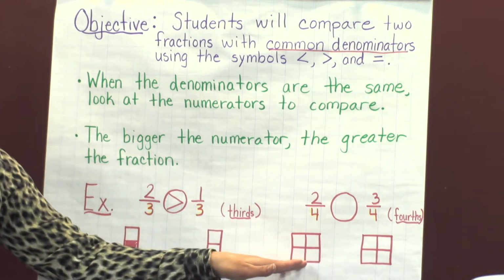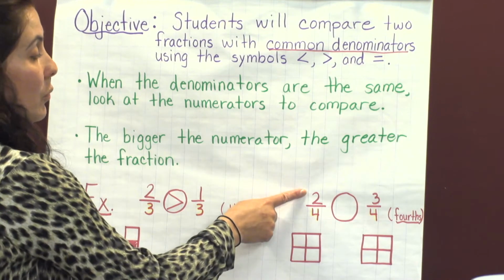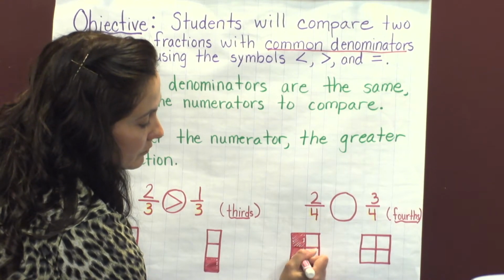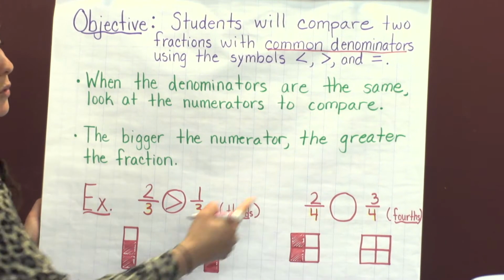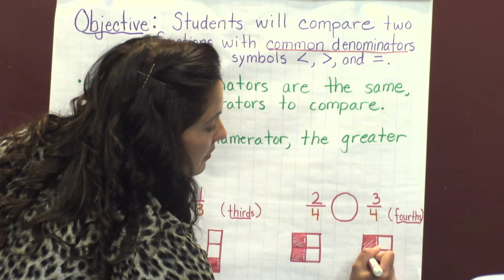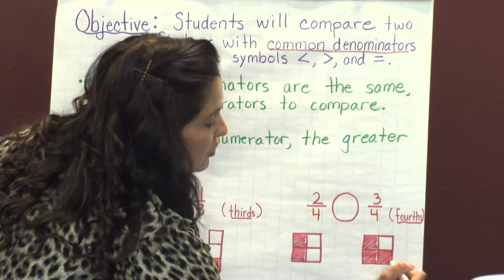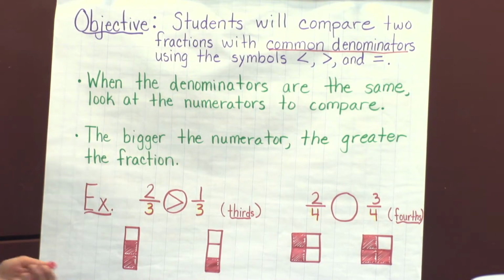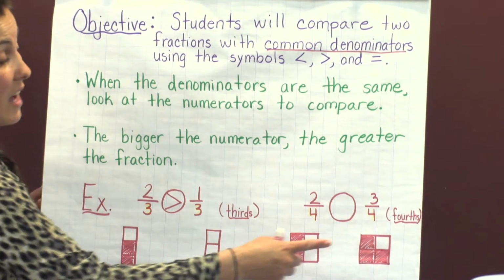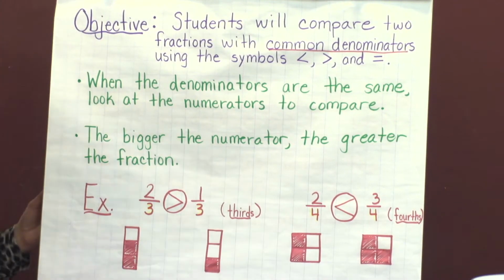Both wholes, you'll notice, are the same. They're both broken into fourths. That's our common denominator. Here we're going to shade 2 out of the 4. So let's go ahead and do that. And here we're going to shade 3 out of those 4 because it's 3/4. When fractions have common denominators, it's really easy because you're just looking at the top number. The bigger the number, the bigger the fraction. You can see that if I gave you 2/4, you would definitely have less than 3/4. So the arrow points to the smaller fraction.